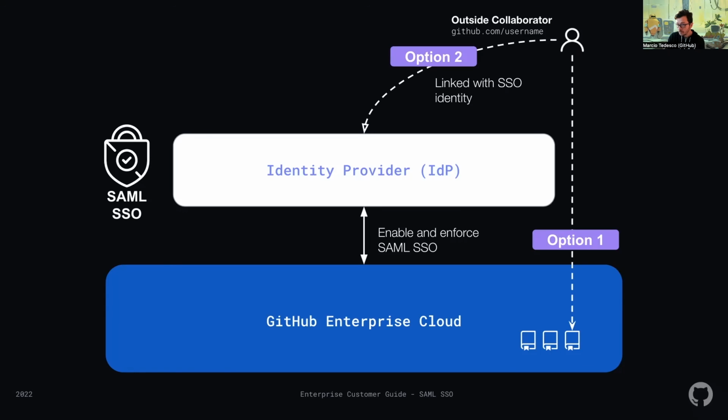The other option is to add them to your identity provider. So you manage that from your identity provider, and they're going to be part of GitHub as members. That's really nice because it gives the flexibility that you need to allow outside collaborators in one fashion or the other.